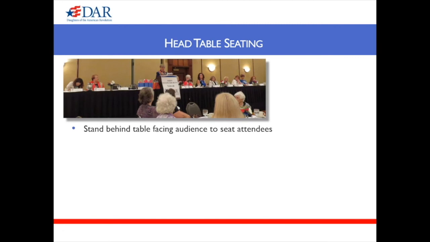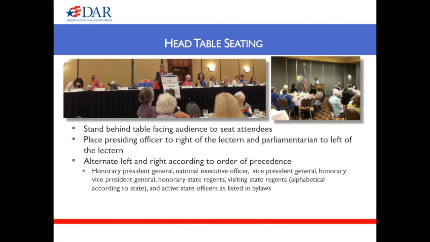Seating at a head table is planned by assuming the hostess or presiding officer is standing behind the table facing the audience. The order of precedence is then used to plan the correct placement of those to be seated at the head table. At a business session at state conference, the first seat to the left of the lectern would be the parliamentarian. After seating the President General and the parliamentarian, seating is assigned alternating left and right according to order of precedence: Honorary President General, National Executive Officer, Vice President General, Honorary Vice President General, Honorary State Regents, Visiting State Regents, alphabetical according to state, active state officers in order of official listing as in state bylaws.